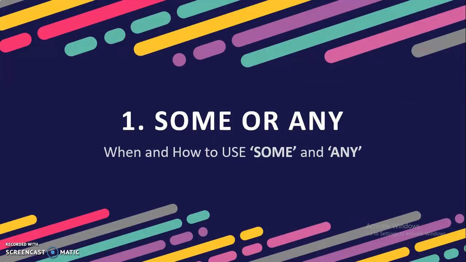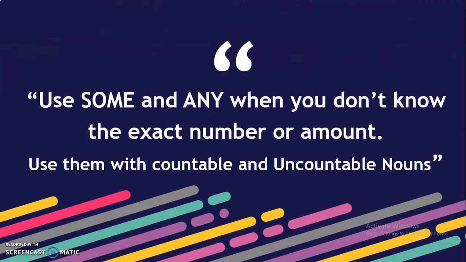So let's start with the first section. The first section is for the words some or any. So I'm going to give you when you can use them and how to use them in the English language. Let's start. We use some and any when we don't know the exact number or amount of something. You can use them with both countable or uncountable nouns. If you are not clear with countable or uncountable nouns, stop now and go back and watch my video on this lesson and come back to this lesson later.